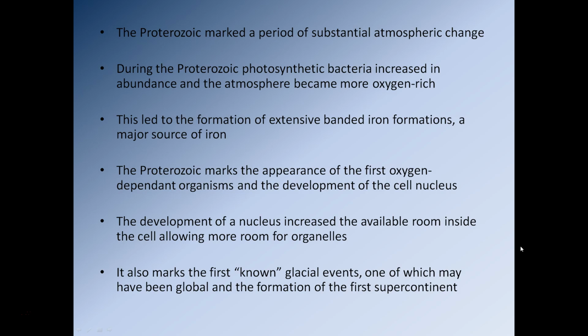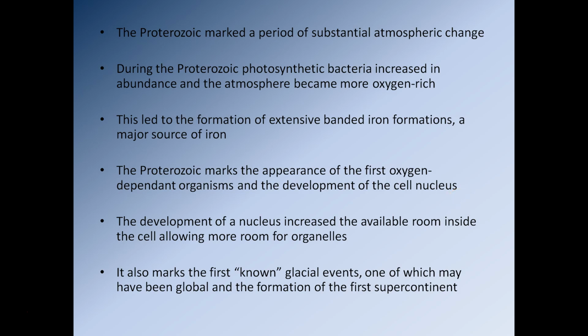So the Proterozoic marks the appearance of the first oxygen-dependent organisms and the development of the cell nucleus. We're relatively certain that we start seeing eukaryotic cells. Those are cells that have a nuclear membrane that essentially packs the DNA into a tight space inside your cell. They make their first appearance in the Proterozoic. And this is very, very important, because as soon as you start packaging the DNA into a corner of the cell so it doesn't take up the entire interior, all of a sudden you have absolutely tons of room inside your cells.